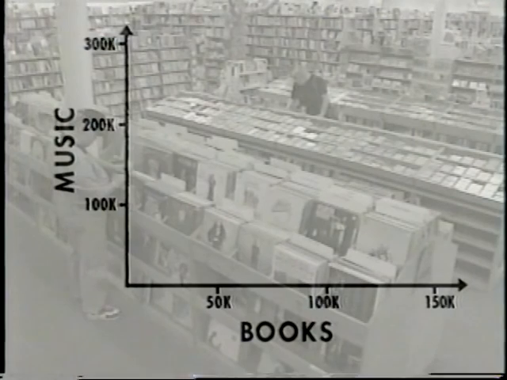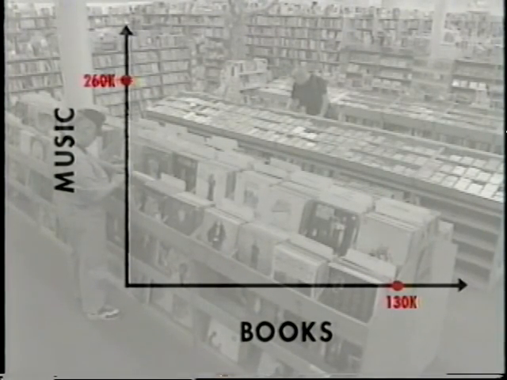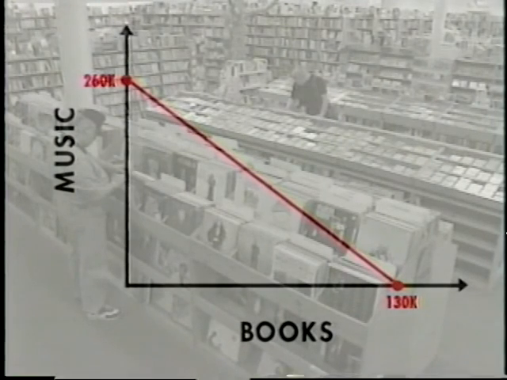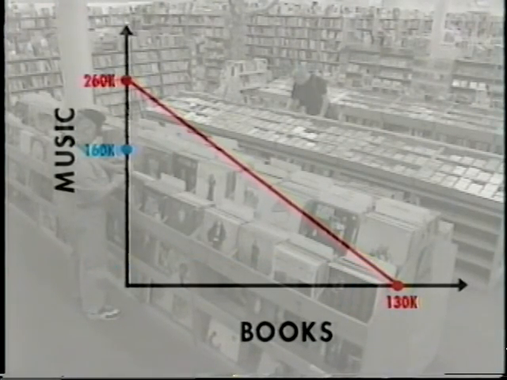In this hypothetical example, if the store offers 260,000 units of music, there would be no space available for books. The other extreme would be to offer 130,000 books, leaving no room for music. The store could add music items by giving up space for books. The cost of offering 20,000 music items means giving up the space for 10,000 books. No matter which combination is chosen, there is a cost. In each case, the cost for stocking one good is giving up space for the other. This is referred to as opportunity cost.